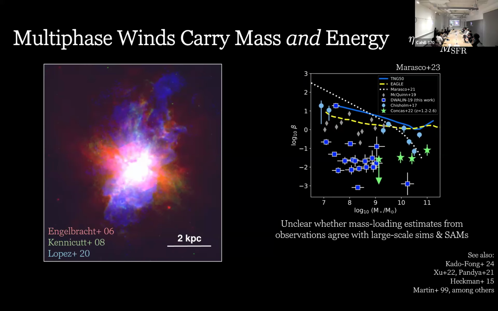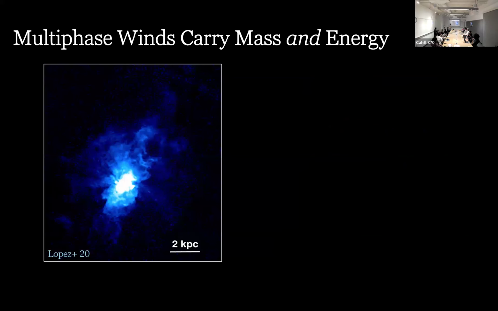Because remember, not only do these outflows carry a lot of mass, but they also carry a lot of energy as well. So not only do they have these cooler phases, which may be carrying a bunch of the mass, but you also have this hot, fast-moving component, best observed in the X-ray, that may carry much more energy.